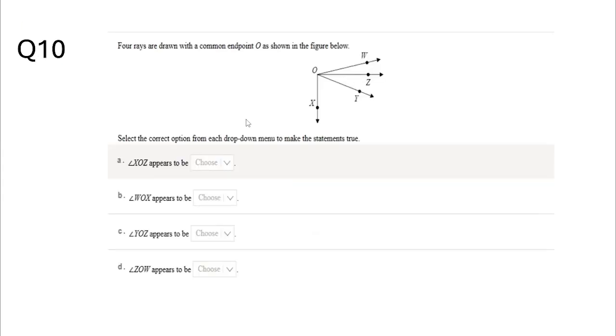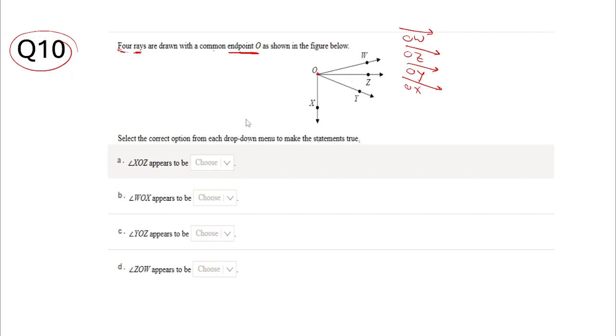Let's see question number 10. Question number 10 says, four rays are drawn with a common endpoint O. It means O is a common endpoint. We have ray OW, ray OZ, OY, and OX. Here, select the correct option from each drop-down menu to make the statement true.